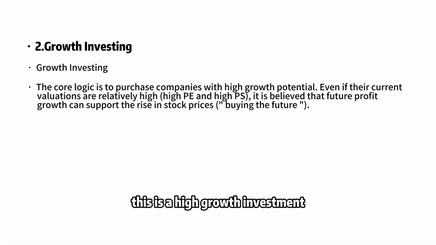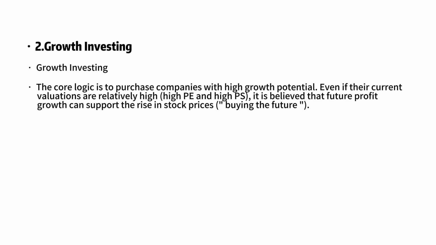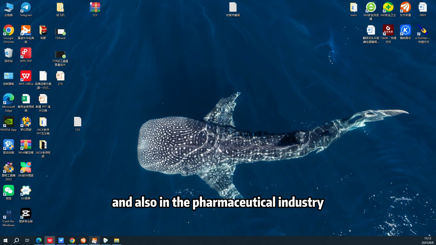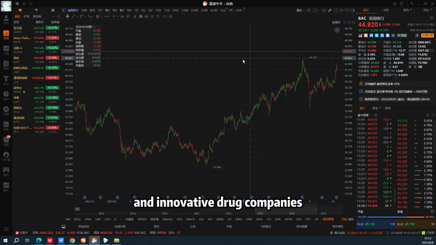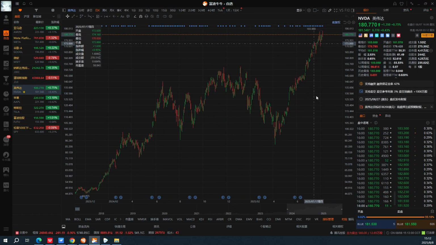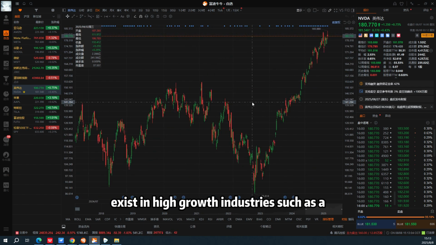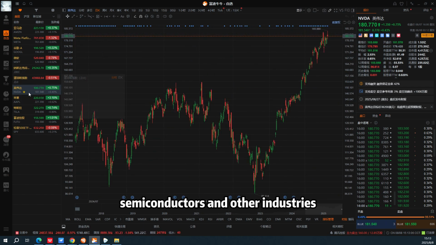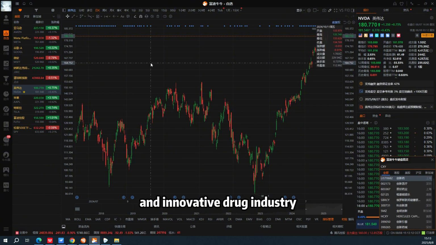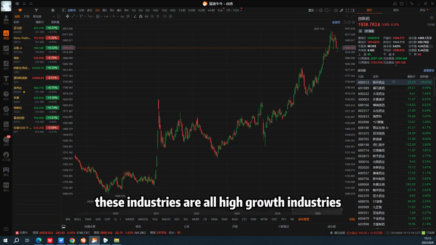This is a high-growth investment. Companies with high growth are suitable for technology companies, and also in the pharmaceutical industry and innovative drug companies. These stocks exist in high growth industries, such as semiconductors and the innovative drug industry. These industries are all high growth industries.